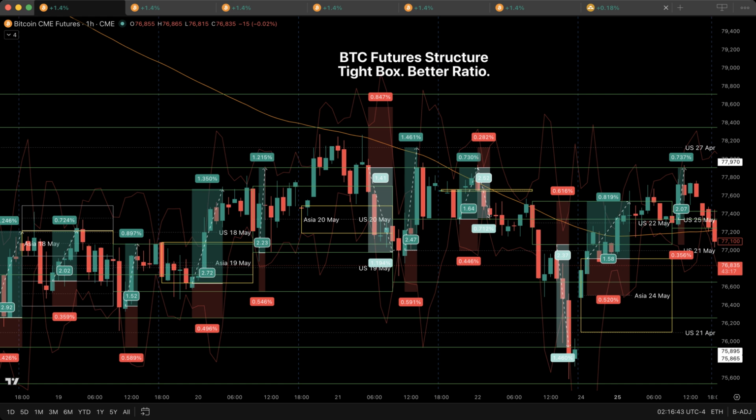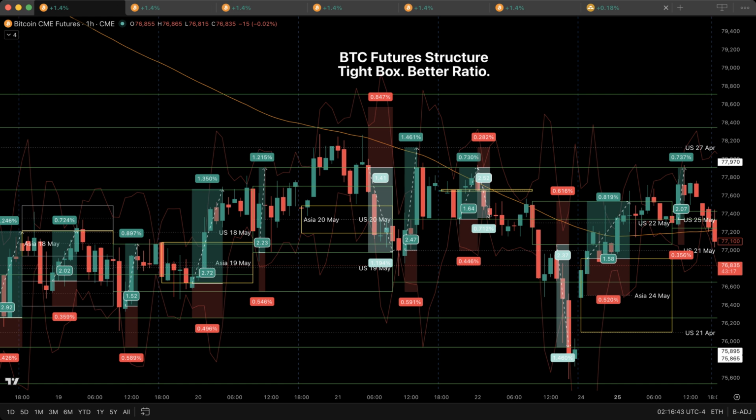Long entry line. May 21st U.S. session upper boundary. That line overlaps May 25th U.S. session midpoint. Stop loss line. May 22nd U.S. session lower boundary. Take profit line. April 27th U.S. session lower boundary. Risk-reward ratio 2.07.